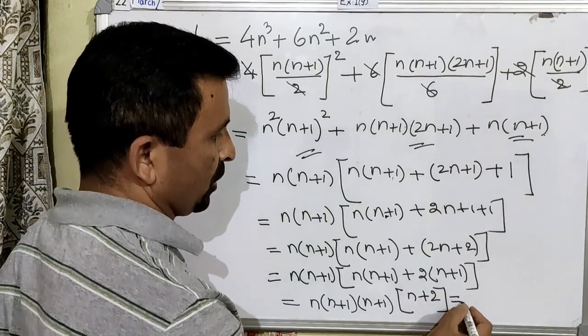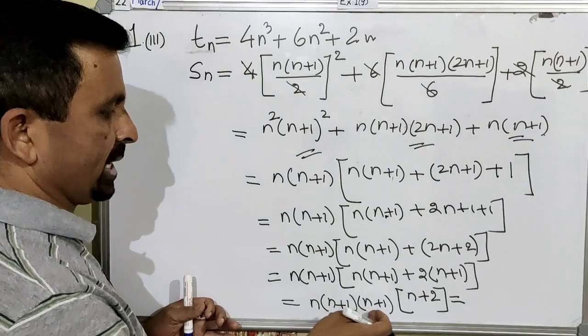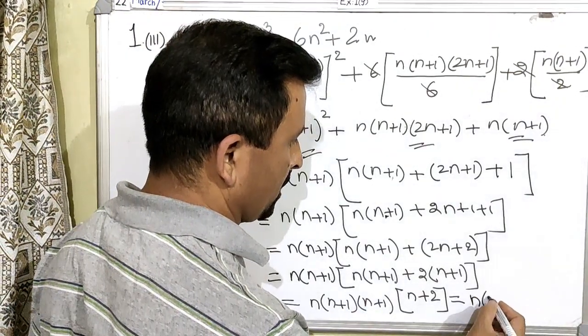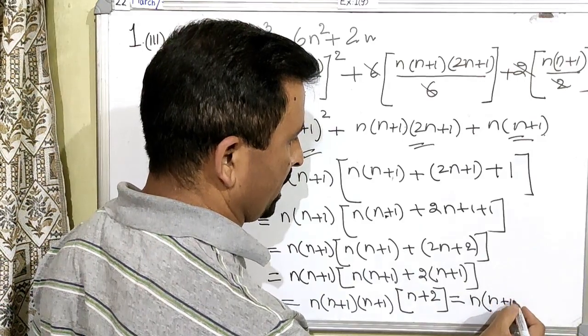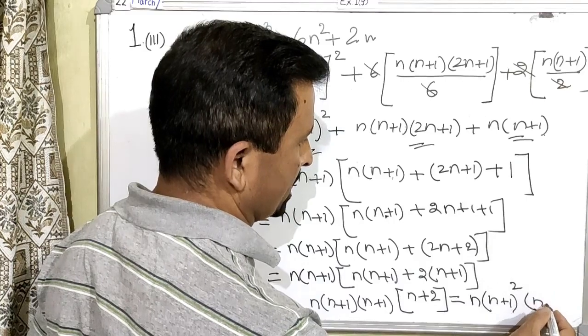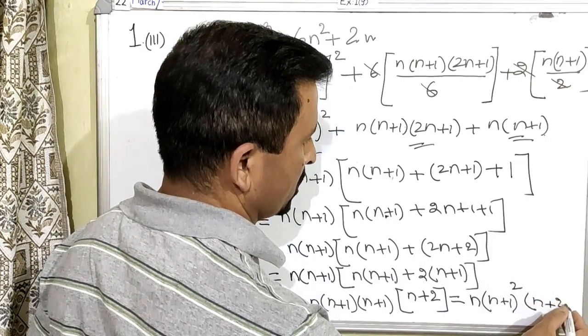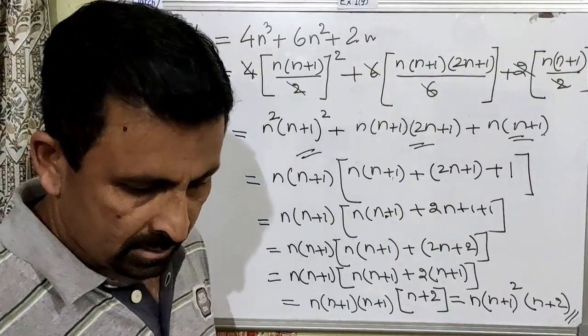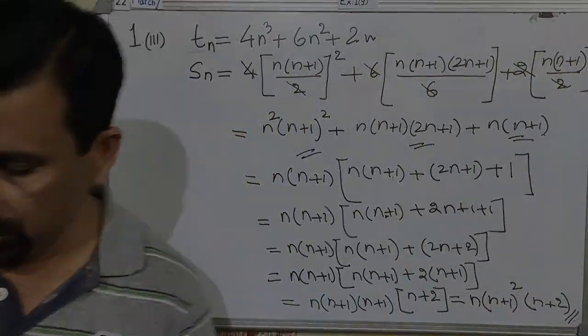Is it okay? So final answer, because here these two are same, so we can multiply. Therefore it will become n into n plus 1 into n plus 1 will become n plus 1 whole square, and then this is n plus 2. N plus 2. This becomes your answer. Is it very clear? Thank you.